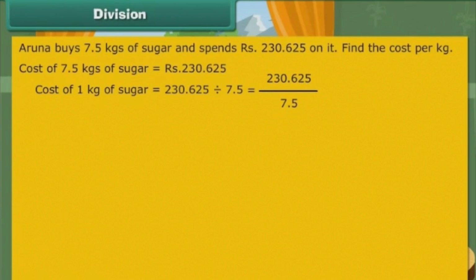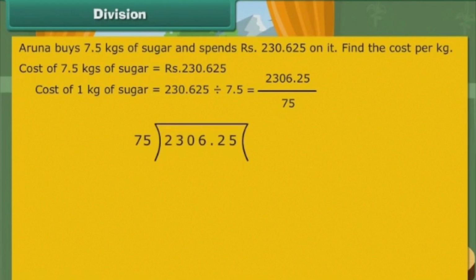To divide 230.625 by 7.5, we first remove the decimal point in the denominator by multiplying the denominator and the numerator by 10. A multiplication by 10 shifts the decimal point to the right by 1. Now we divide 2306.25 by 75. Write the two numbers down as shown.